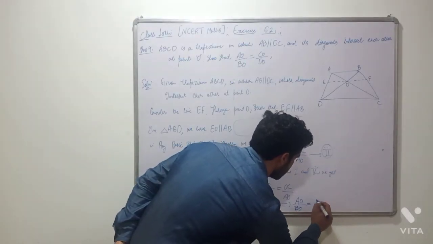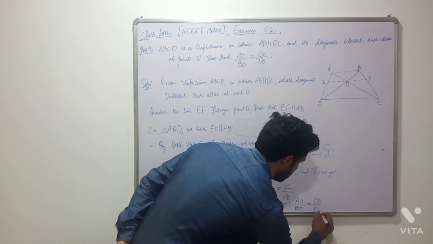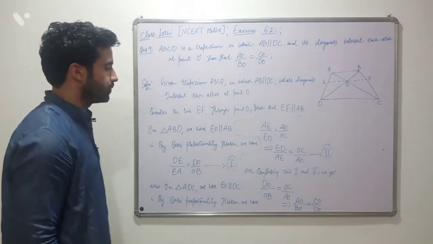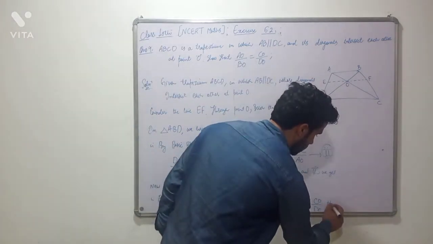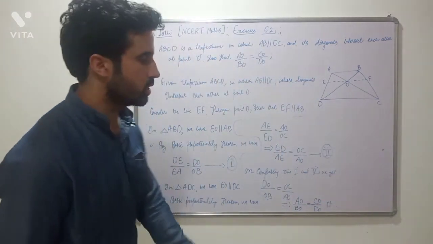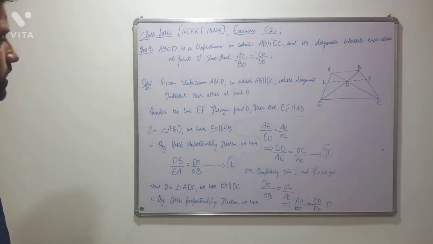This will be equal to here, CO over DO. ठीक है. So we have proved our result. So this is what we are being asked to prove. Okay dears, तो यहाँ पर जो है आप इसको नोट कर सकते हो. एंड दिस वाज क्वाइट सिंपल.